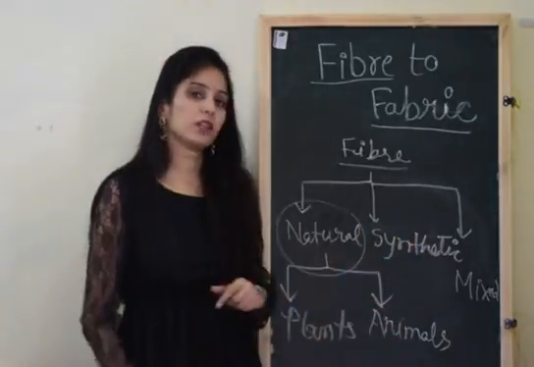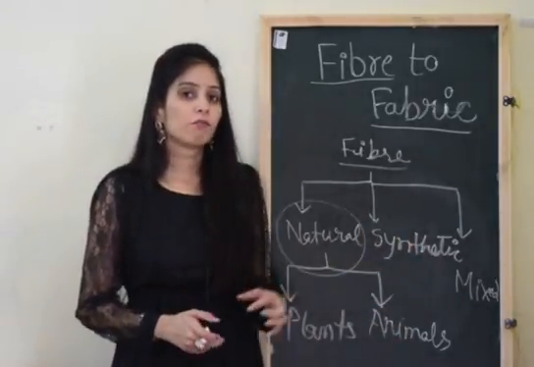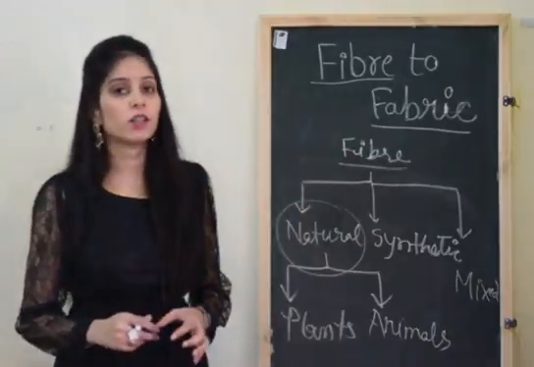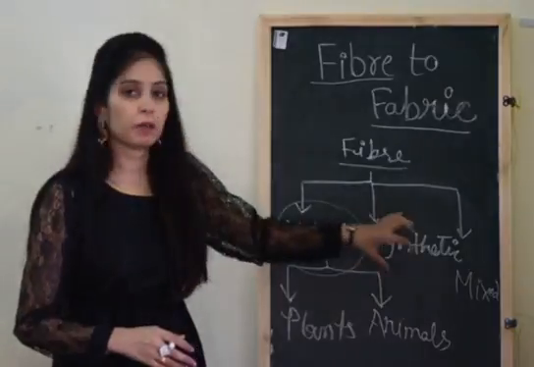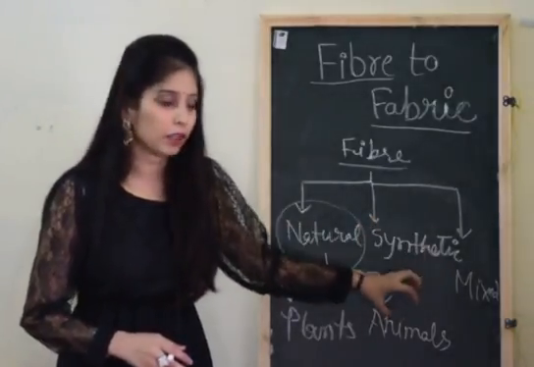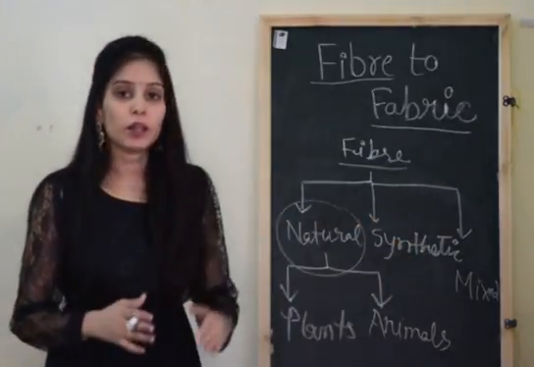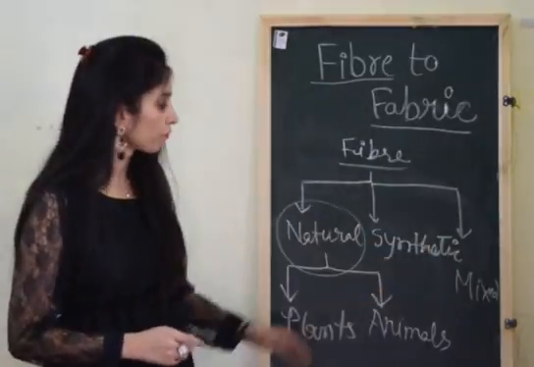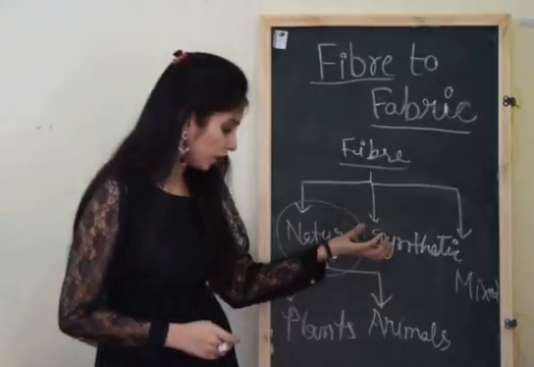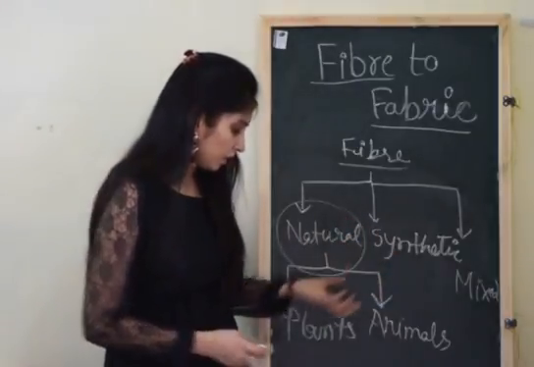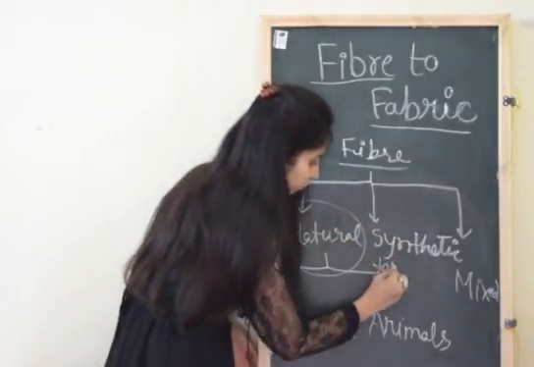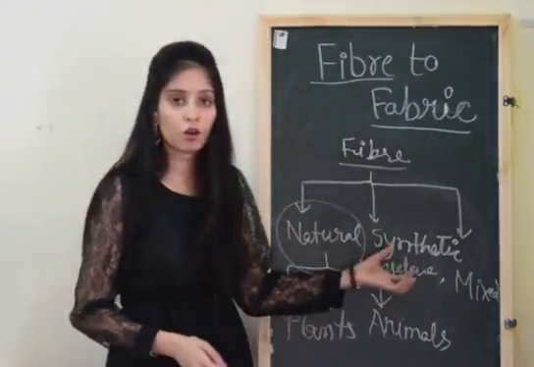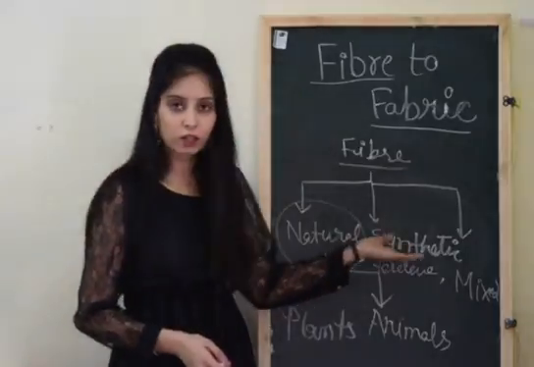Then second is the synthetic fiber. Synthetic fibers are mainly made in factories or industries, and they use various chemicals. They are made from various chemicals, so they are called man-made fibers as well as synthetic fibers. Examples of synthetic fibers are polyester and nylon.